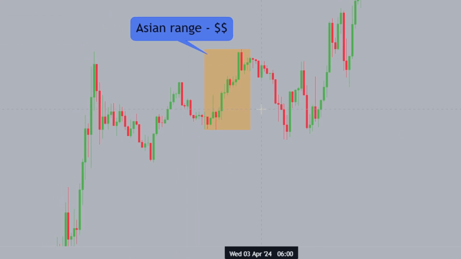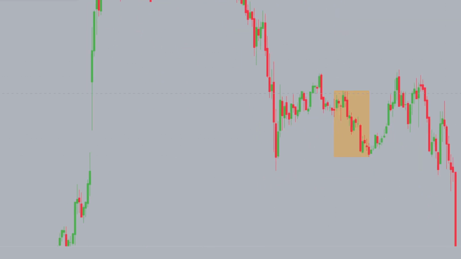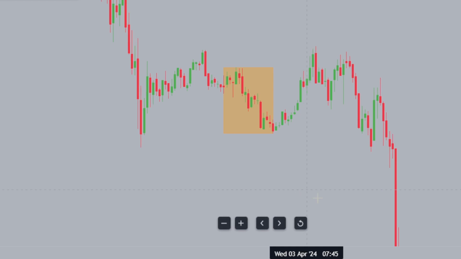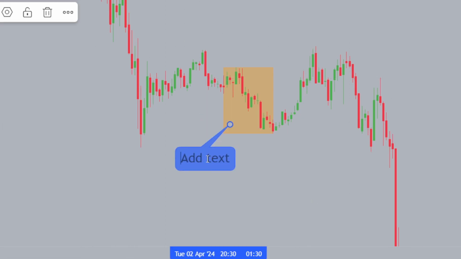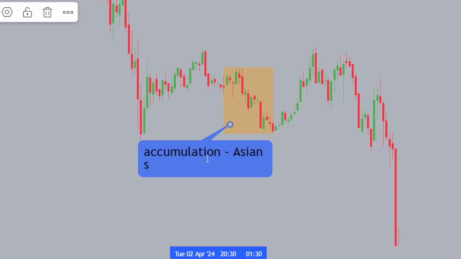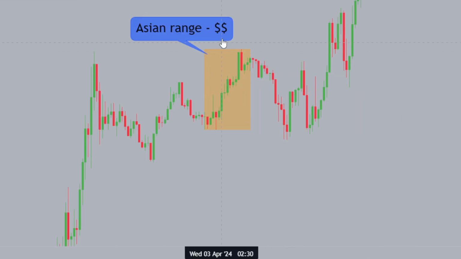Now let's go to Wednesday, the 3rd of April on the DXY. Wednesday, the 3rd of April is just over here. So again, we have that accumulation, which is symmetrical to the euro dollar time frame. This here represents the accumulation, which is also known as the Asian session range. Okay, brilliant, perfect.